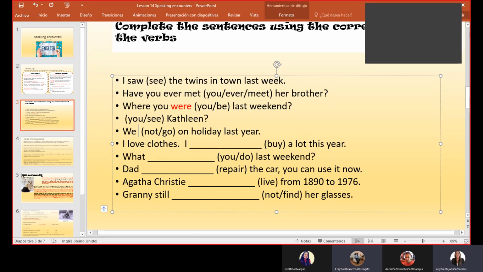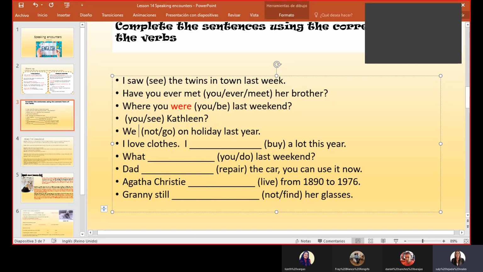Hay una palabra que me sirve para hacer preguntas y para hacer explicaciones del pasado. ¿Cuál será esa palabra? There. No.